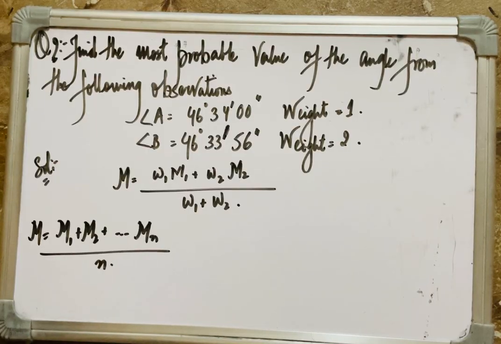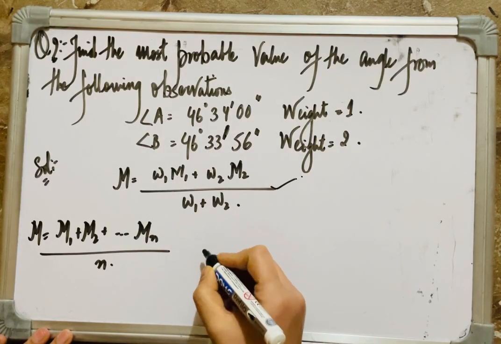Or in other words, I can say that the most probable value of an observed quantity is equal to the arithmetic mean of the observed values of the quantity. All right. But when the observations are not of the same weight, the above equation is modified and it becomes this. All right. So let me substitute the values.